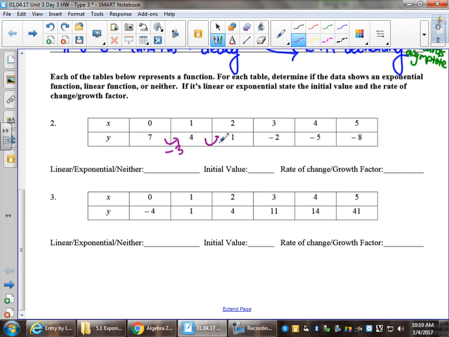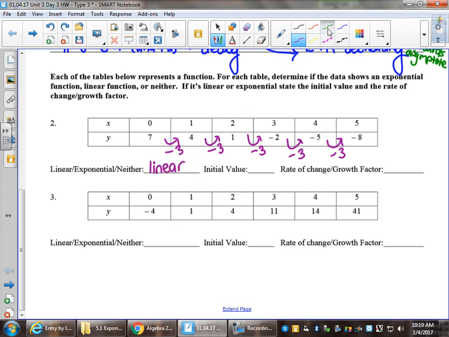Let's check. 4 minus 3 is 1. 1 minus 3 is negative 2. Negative 2 minus 3 is negative 5. Negative 5 minus 3 is negative 8. So it's a constant rate of change subtracting 3. We're moving by subtraction, which means it's linear.